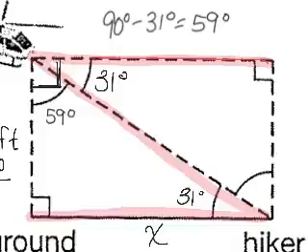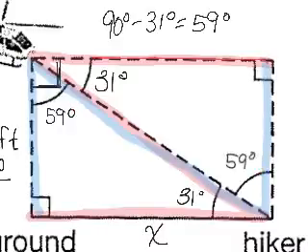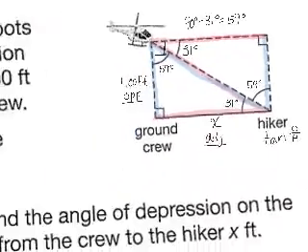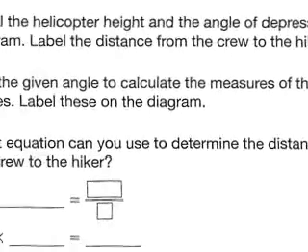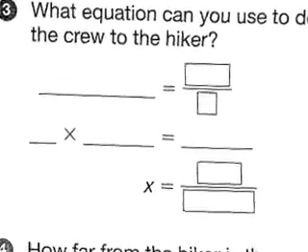And just like that Z pattern, we've got another Z pattern going on here. So if this is 59 degrees, with the alternating interior angles, we also know that this is 59 degrees. All right, so now we've got everything solved except for the X. So now we're going to solve for that.